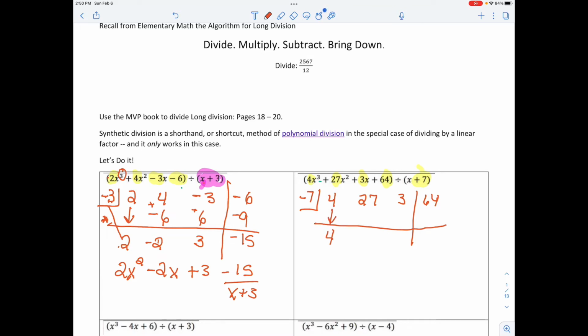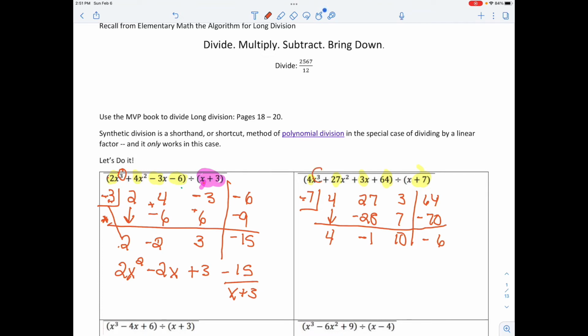So once again, we're going to multiply and then add. So -7 times 4 is -28. Adding that together, I get -1. -7 times -1 is +7. Add that together to get 10. -7 times 10 is -70. This will be my remainder, which would be -6, if my math is correct.